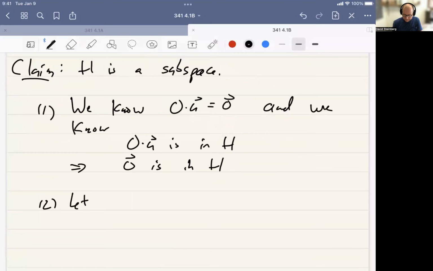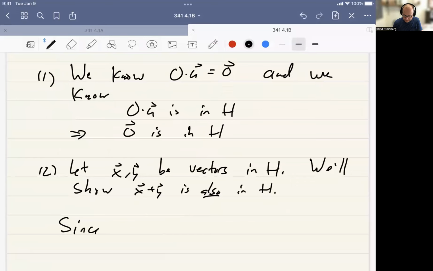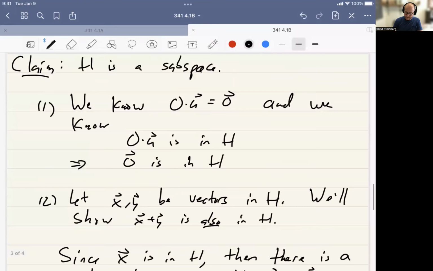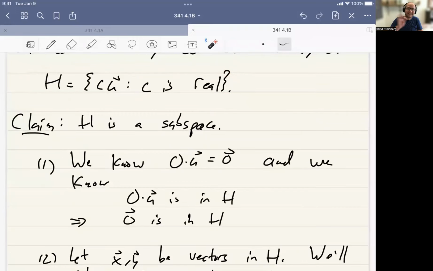So let's take X and Y vectors in H. We'll show X plus Y is also in H. Okay, so since X is in H, by definition there is a real number C1 so that X is equal to C1 times U. That's just the definition of H. The only things in H are multiples of U. So if X is in H, it must be some multiple of U. We're calling that particular multiple C1.